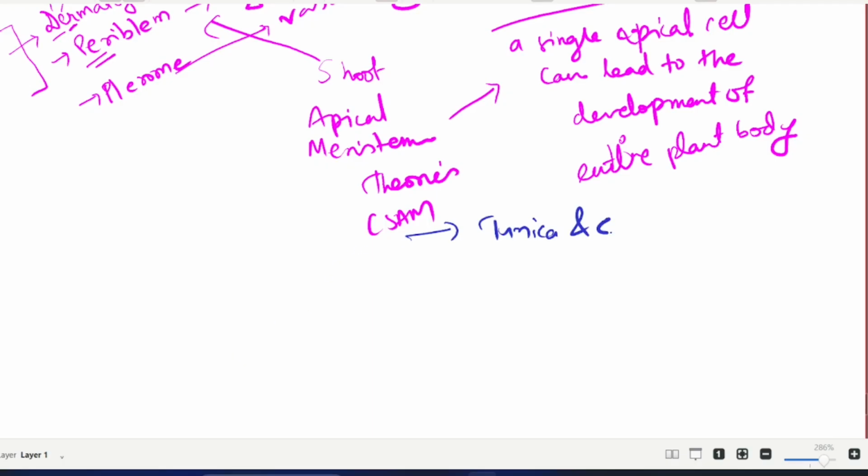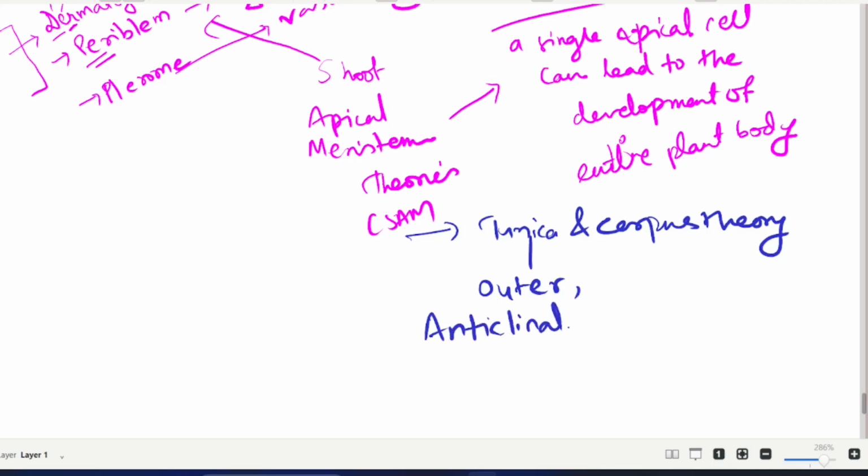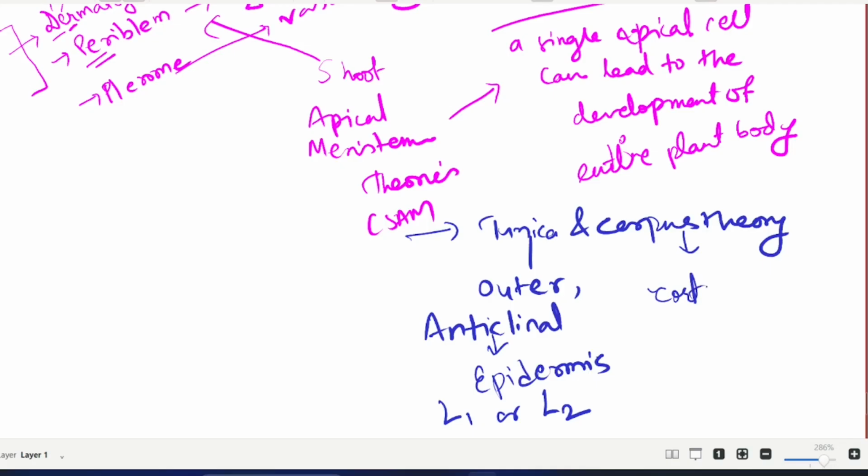And the most accepted theory that I have told you is the Tunica and Corpus theory, where tunica is the outer, which has anticlinal division, that helps in the formation of epidermis, and may be one or two layers. And corpus is the inner to the tunica, helping in the formation of cortex and stele, which is the most accepted theory.